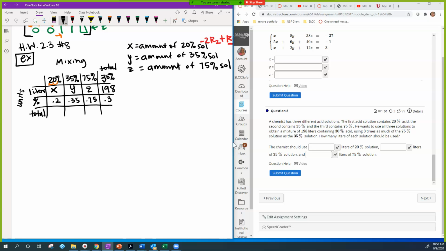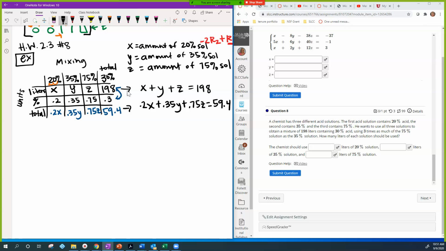That first equation is found by that top row. X plus Y plus Z equals 198. And then my second equation is found by multiplying those 2 rows together. So I'm going to have 0.2X, 0.35Y, 0.75Z, and then you have to make sure that you're multiplying that 198 times 0.3. So 198 times 0.3 is 59.4. And then that will be my second equation: 0.2x plus 0.35y plus 0.75z equals 59.4.